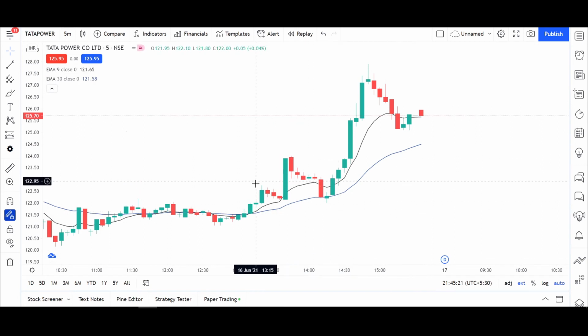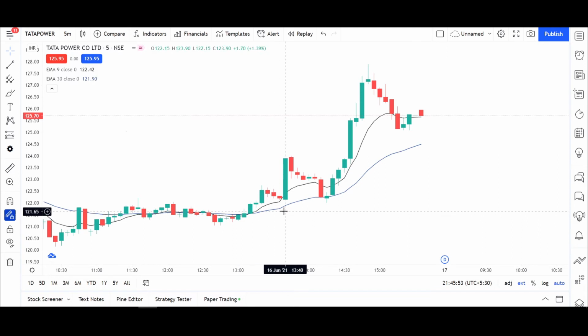That is why for a beginner trader with this strategy, try keeping a target price of 0.50%. That will be a good target for a beginner trader, and the stop loss should be below the 30 moving average, and we can also trail our stop loss. First we kept it over here, and as the EMA, the 30 moving average, started to move upwards, I changed it from here to here.